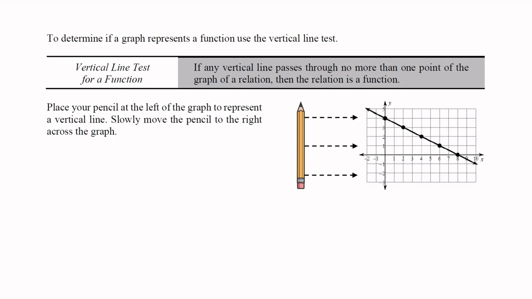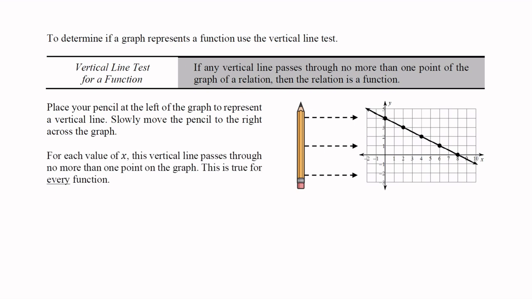So to do this, you can use your pencil. Place your pencil at the left of the graph to represent a vertical line. Slowly move the pencil to the right across the graph. For each value of x, this vertical line passes through no more than one point on the graph. This is true for every function.